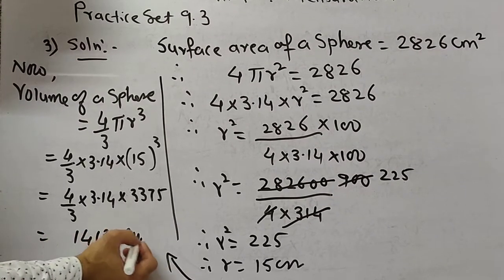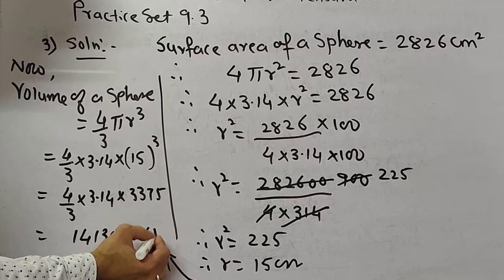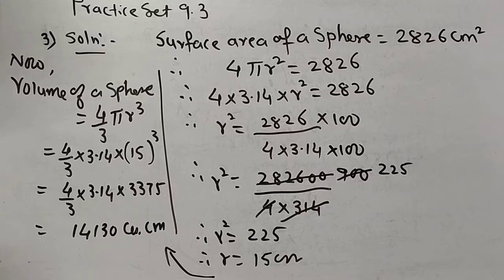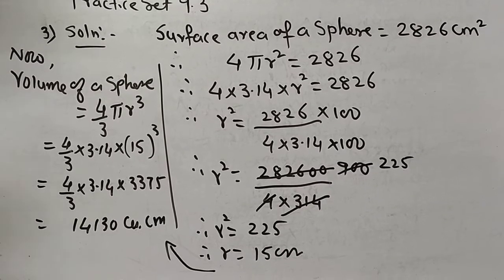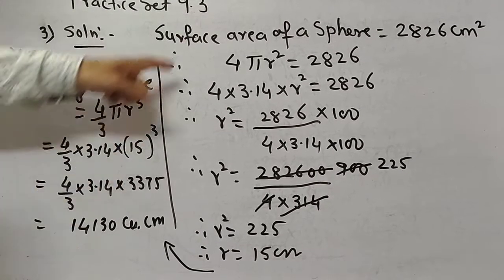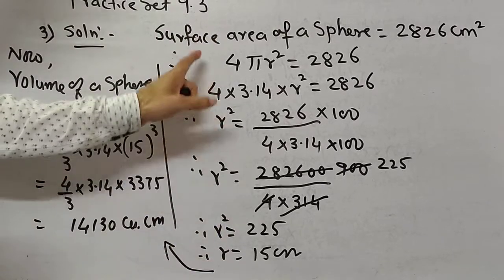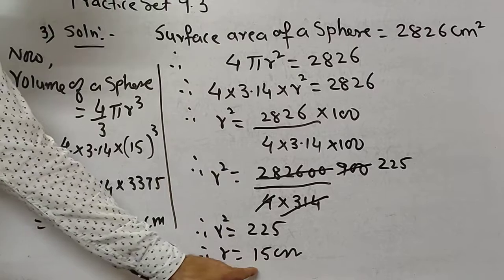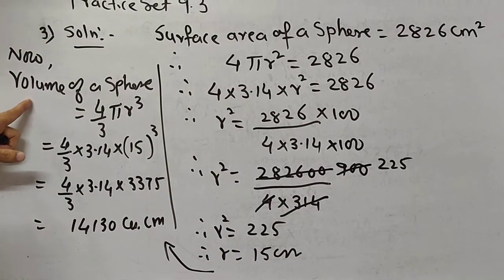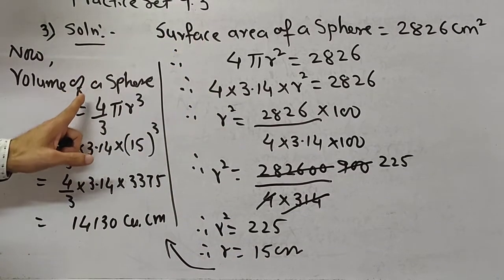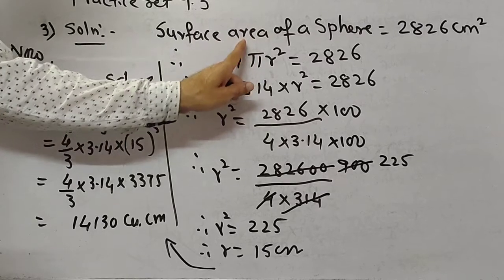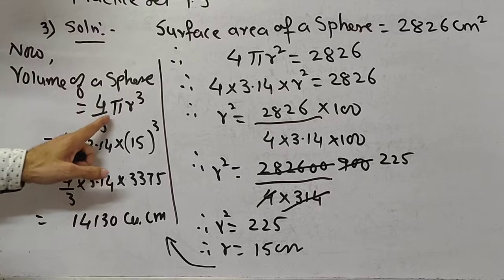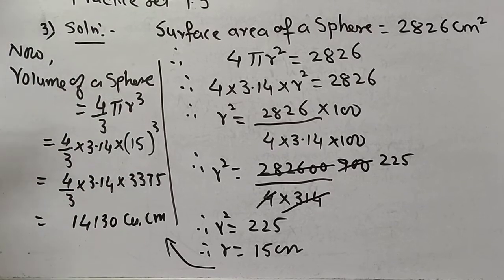14130 cubic centimeter, because it is volume. 14130 cubic centimeter. So first of all you have to find r with the help of this surface area formula. R you will get. After getting r, then you will use the formula of sphere. Sphere के लिए खाली दो ही formula है. One is surface area of a sphere 4 pi r square, and one is volume of a sphere 4 upon 3 pi r cube. Okay.